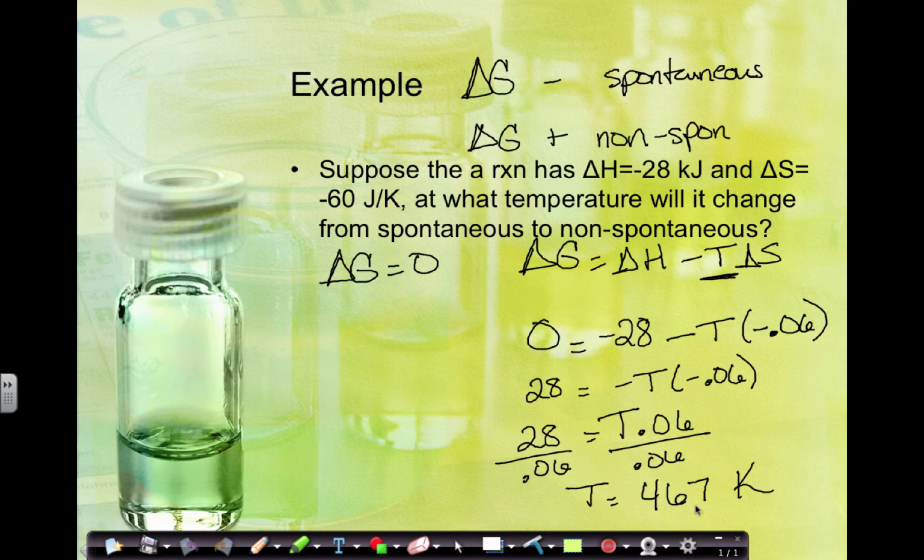So at this temperature, this is the temperature at which delta G is 0, so that means if I go 1 degree higher or 1 degree lower, it switches from being positive to negative here.